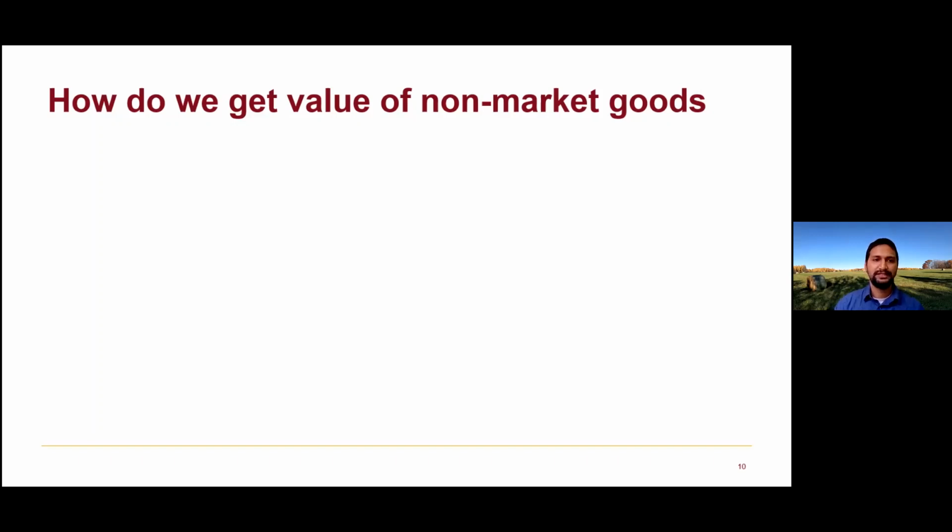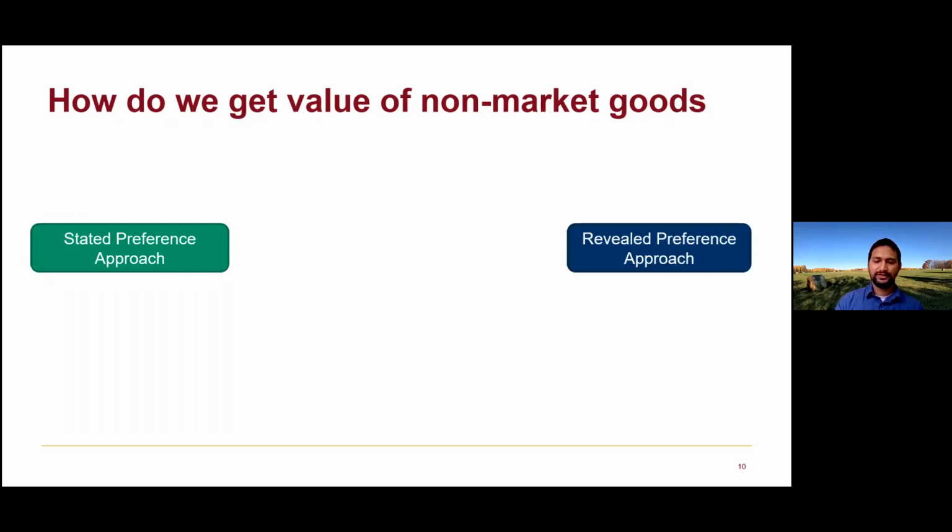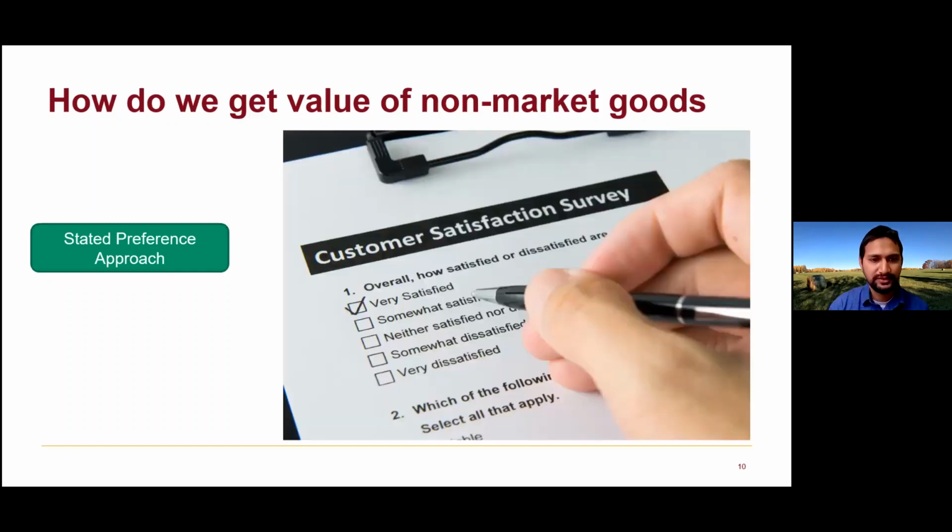One of them is the stated preference approach, and another one is the revealed preference approach. The stated preference approach is basically asking people what their stated behavior is. So we do a survey, asking how much do you want to pay for this non-market good, or asking them to make trade-offs between alternative plans and so on.